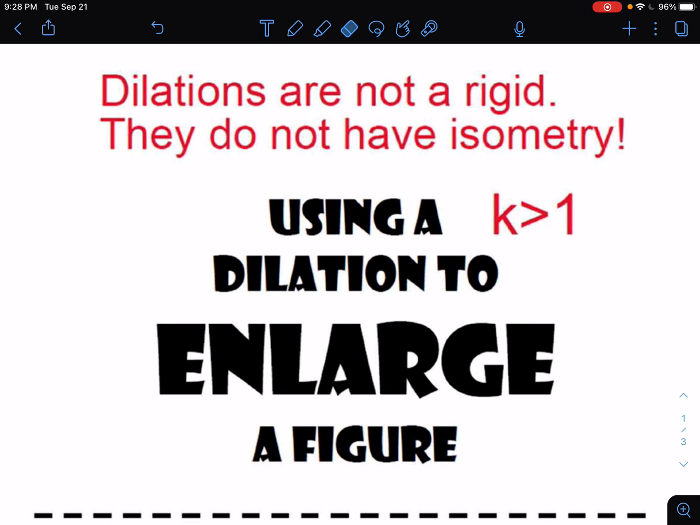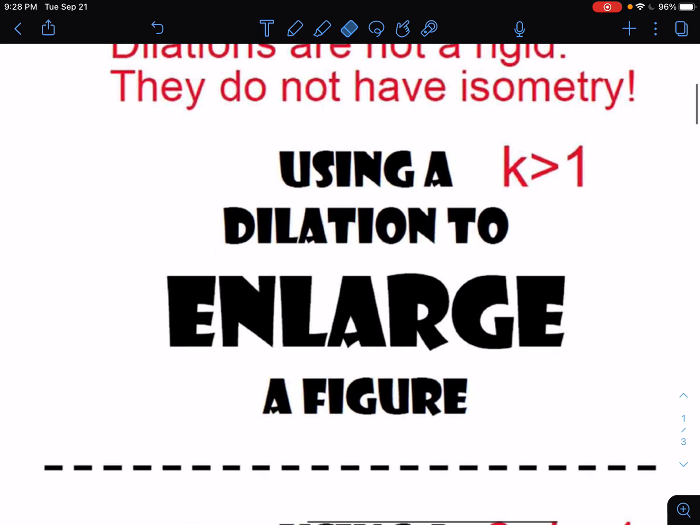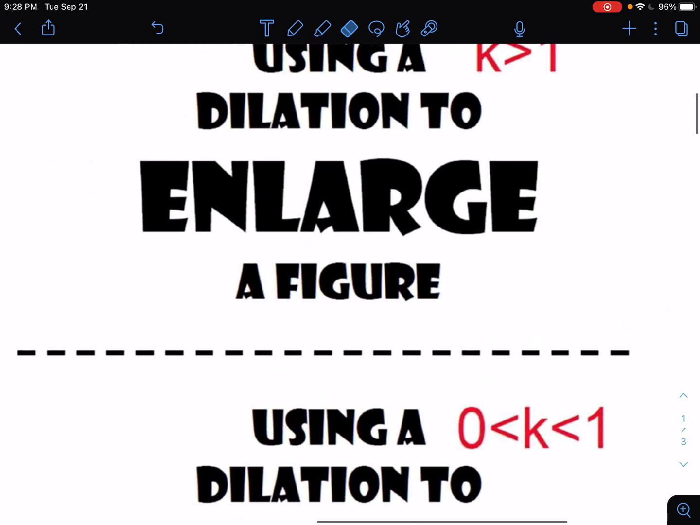So, first thing we need to remember is that we already studied 3 types of transformations. We had translations, which are like a slide, rotations, which are a turn, and reflections, which are like a flip. All 3 of those transformations are rigid motions. But a dilation is not a rigid motion. They do not have isometry because it changes the size or the shape of the figure. So it's either going to be an enlargement or a reduction.